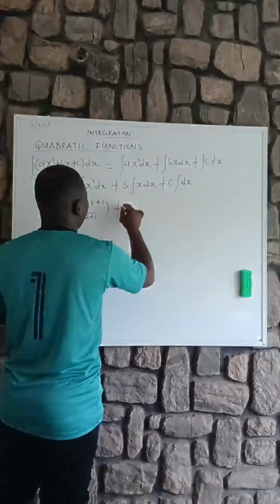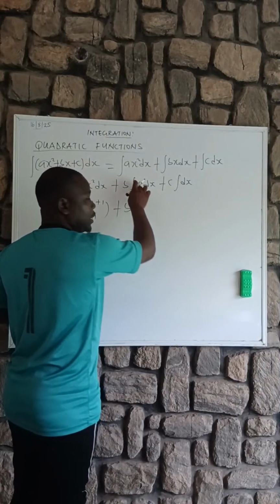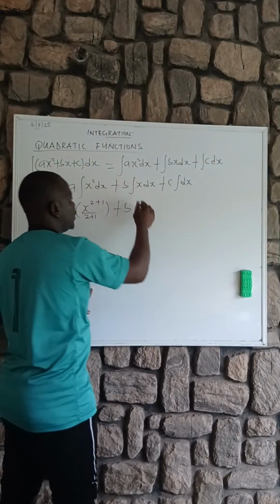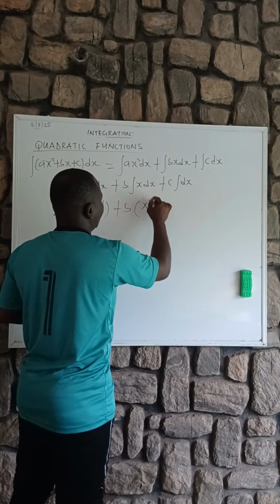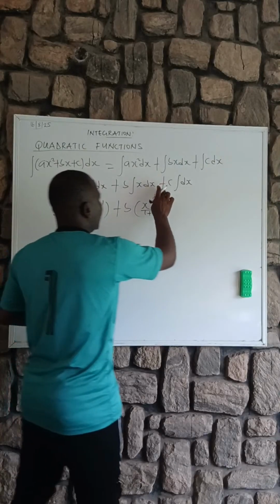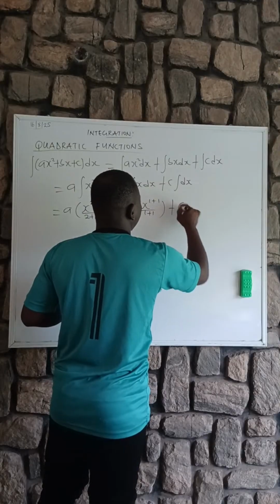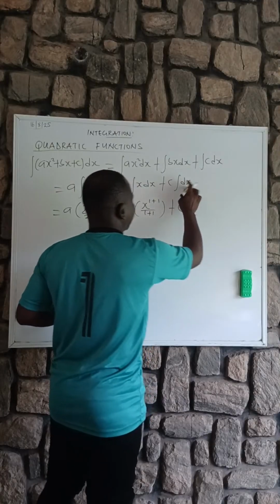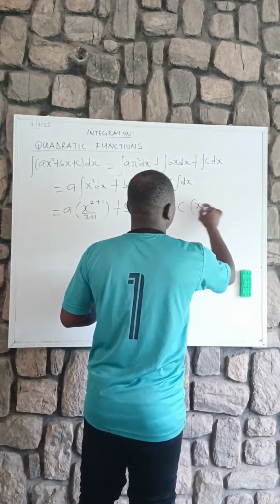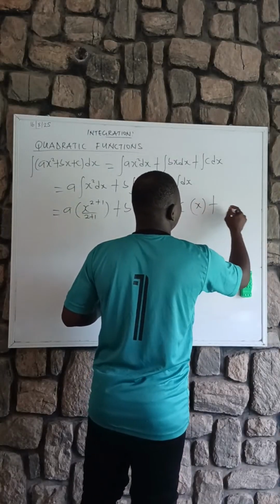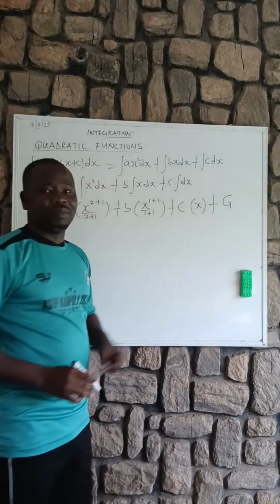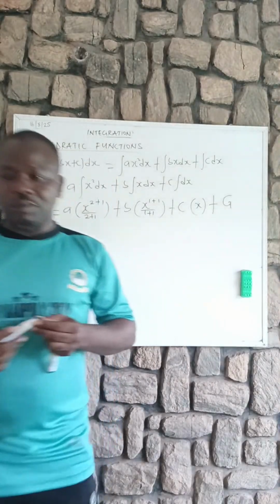Plus b, open bracket, x here. Integrate x dx. We are going to have x raised to the power of 1 plus 1 all over 1 plus 1. True or false? Then plus c. If you integrate the x, what are you supposed to have? You're supposed to have x. And don't forget to put the constant, either g or any alphabet. Any question before we proceed?